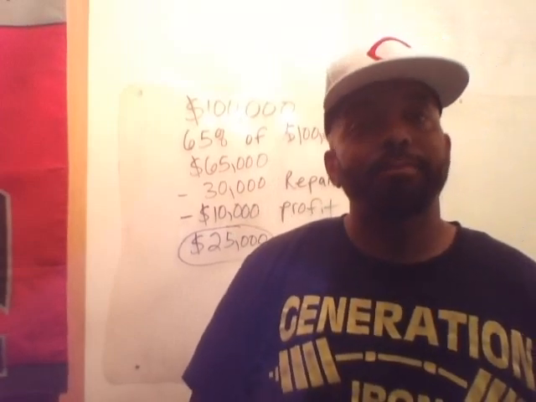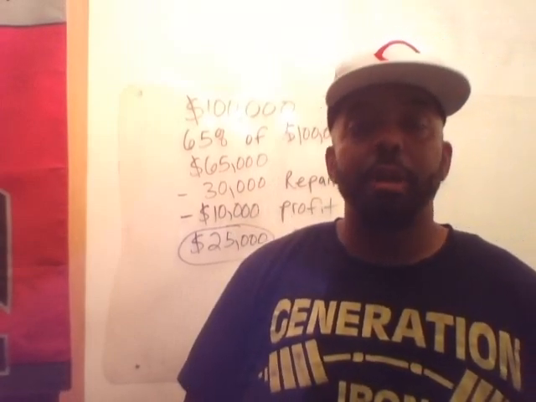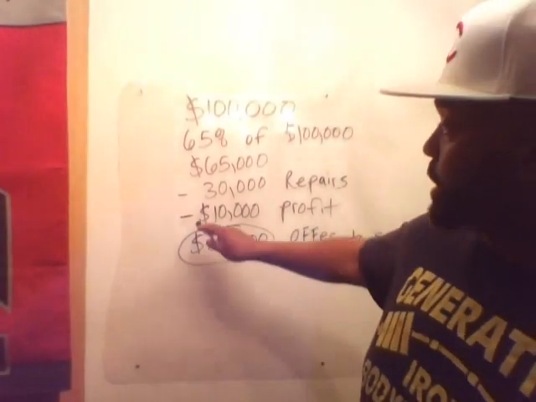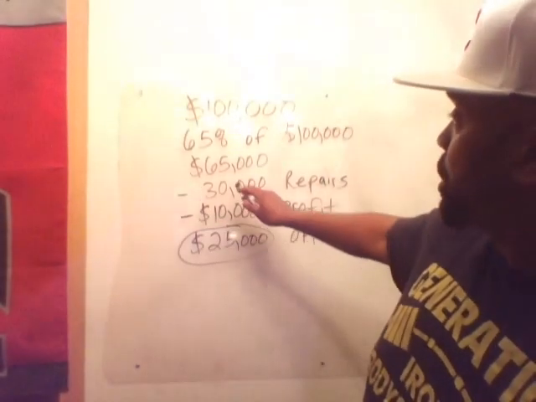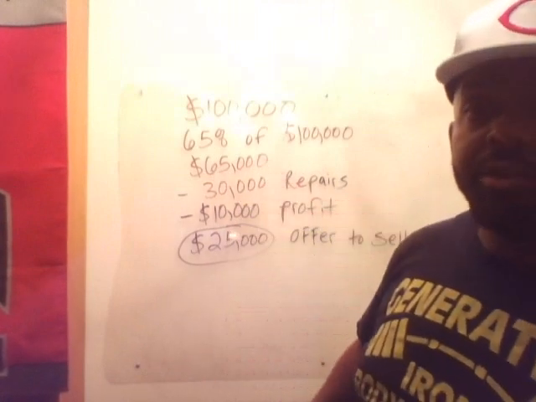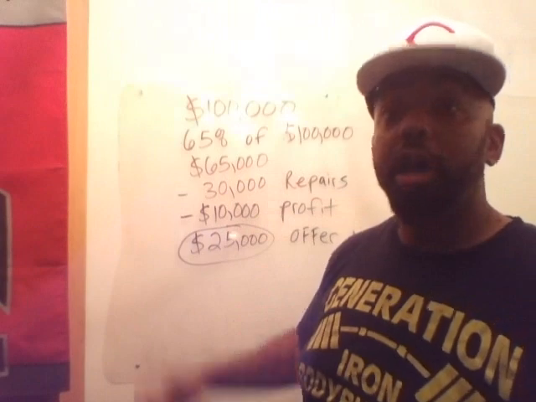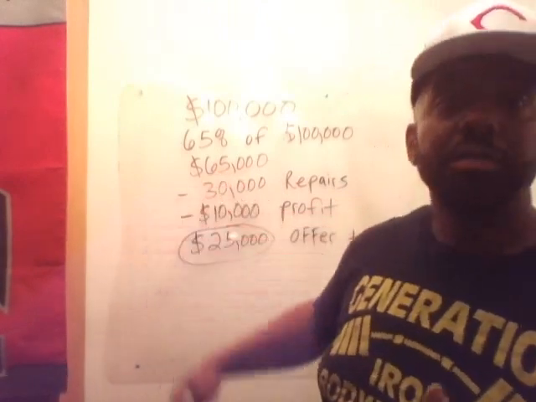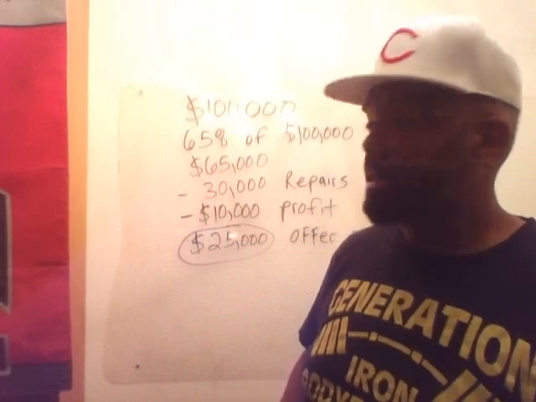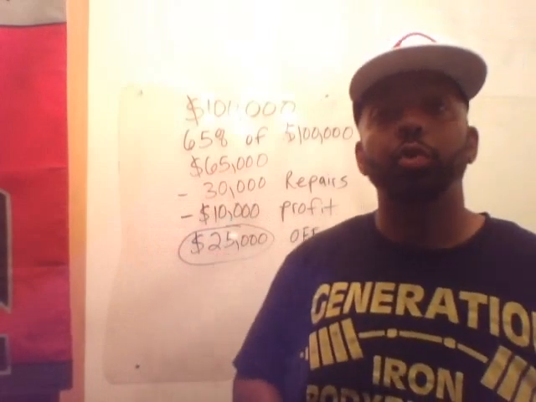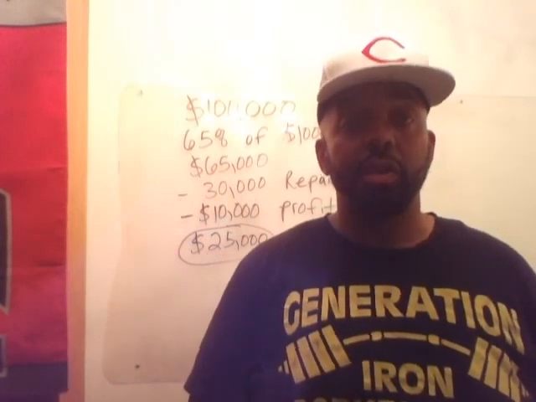Then you say, man, I'd like to make $10,000 on this property. Okay, so you subtract $10,000 from $65,000. Well, I should say from the $65,000 after it's been multiplied, you come up with $25,000. That is what you offer to your seller.